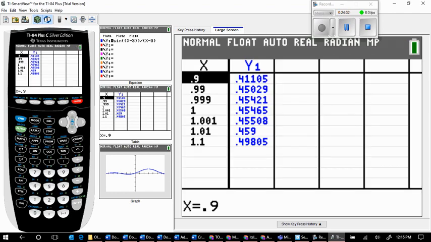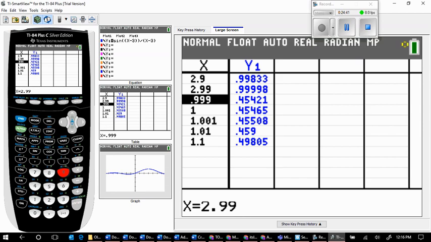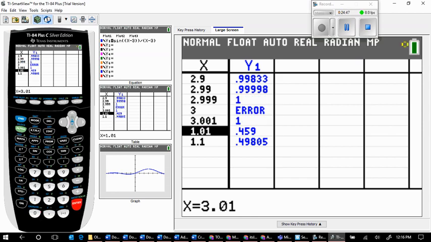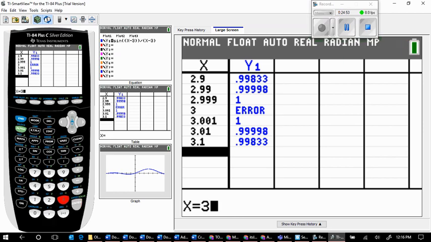I want to approach 3 right now, so the values I would want would be 2.9, 2.99, 2.999, 3, 3.001, 3.01, and 3.1. Okay, so I can see a table. So I've got my table of values and I have my graph here.